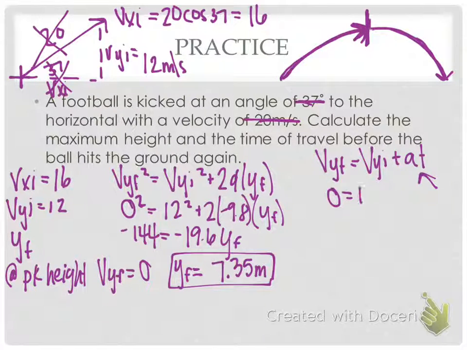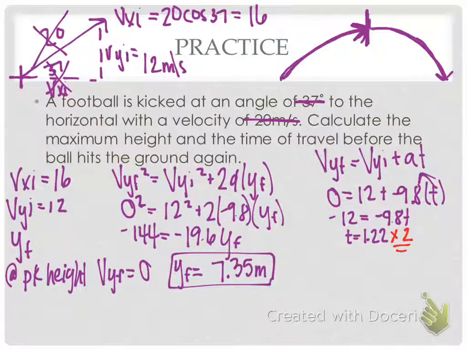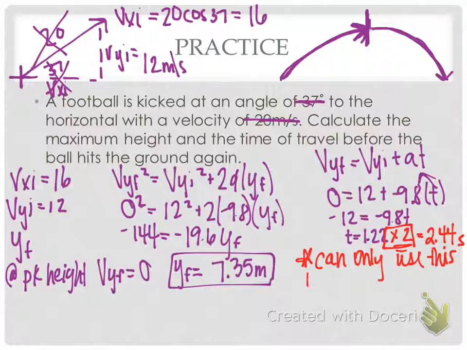So if we take 0 equals 12 plus negative 9.8 times time, we can take negative 12 equals negative 9.8t. But the important thing here is that we don't forget to multiply it by 2. So then we get a time of 2.44 seconds. There's a little trick though. We can only use this method when our projectile is completely symmetrical, when it starts and lands at the same height.